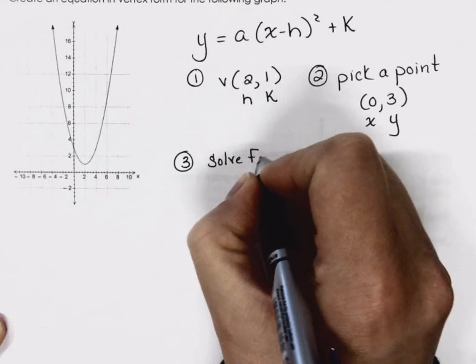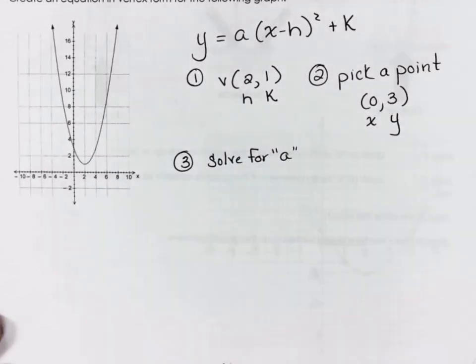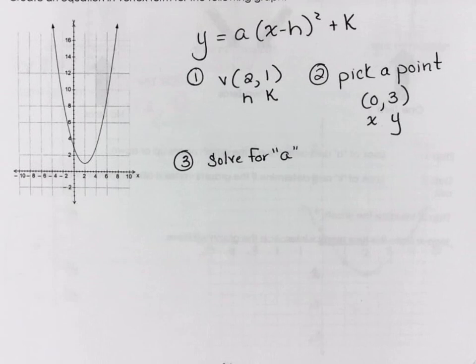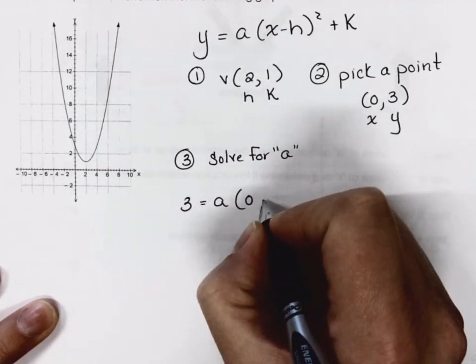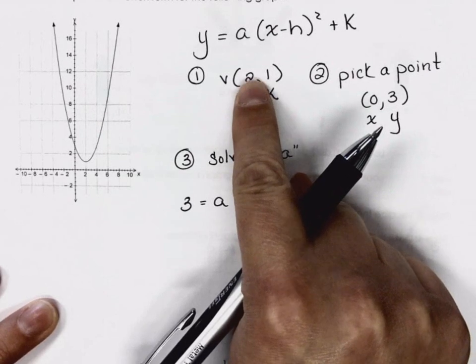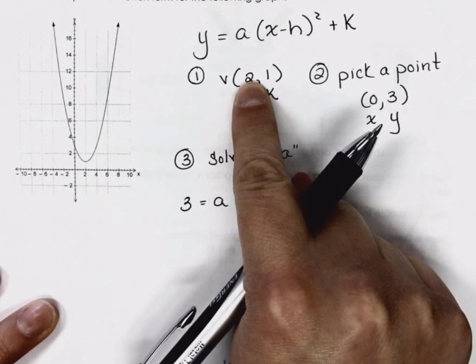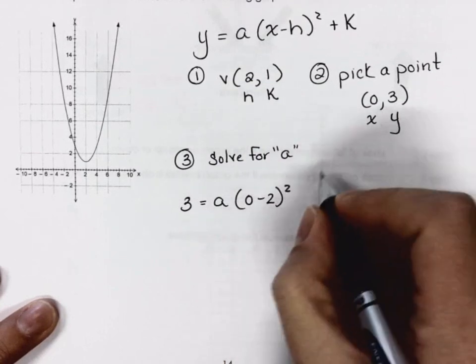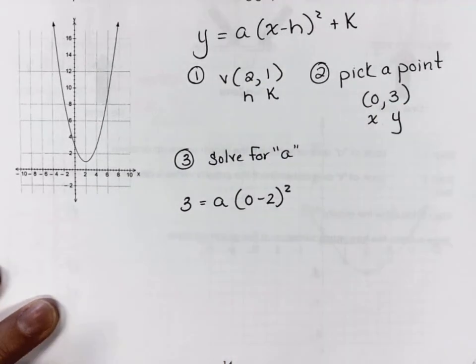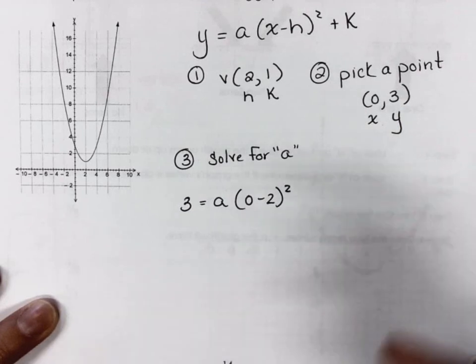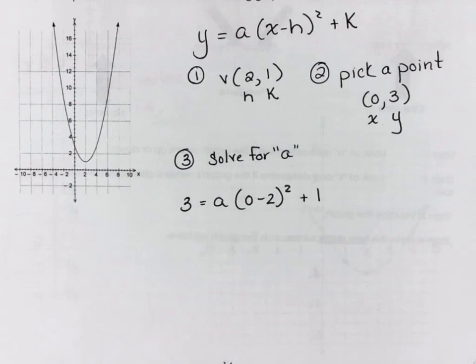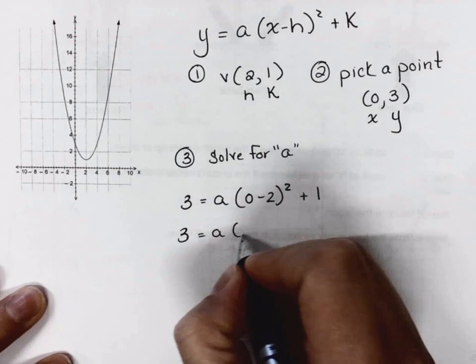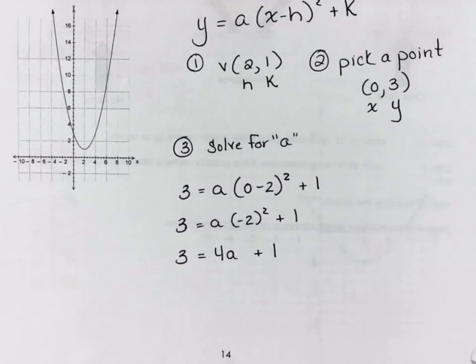So we're going to put all that information into the vertex form. So we're going to have y, which is 3, a, which I don't know, x is 0. Now, am I minusing or am I adding 2? Minusing. Okay. And then I've got k, which is 1. We're going to do some math. So now we're back in grade 9, maybe grade 8.